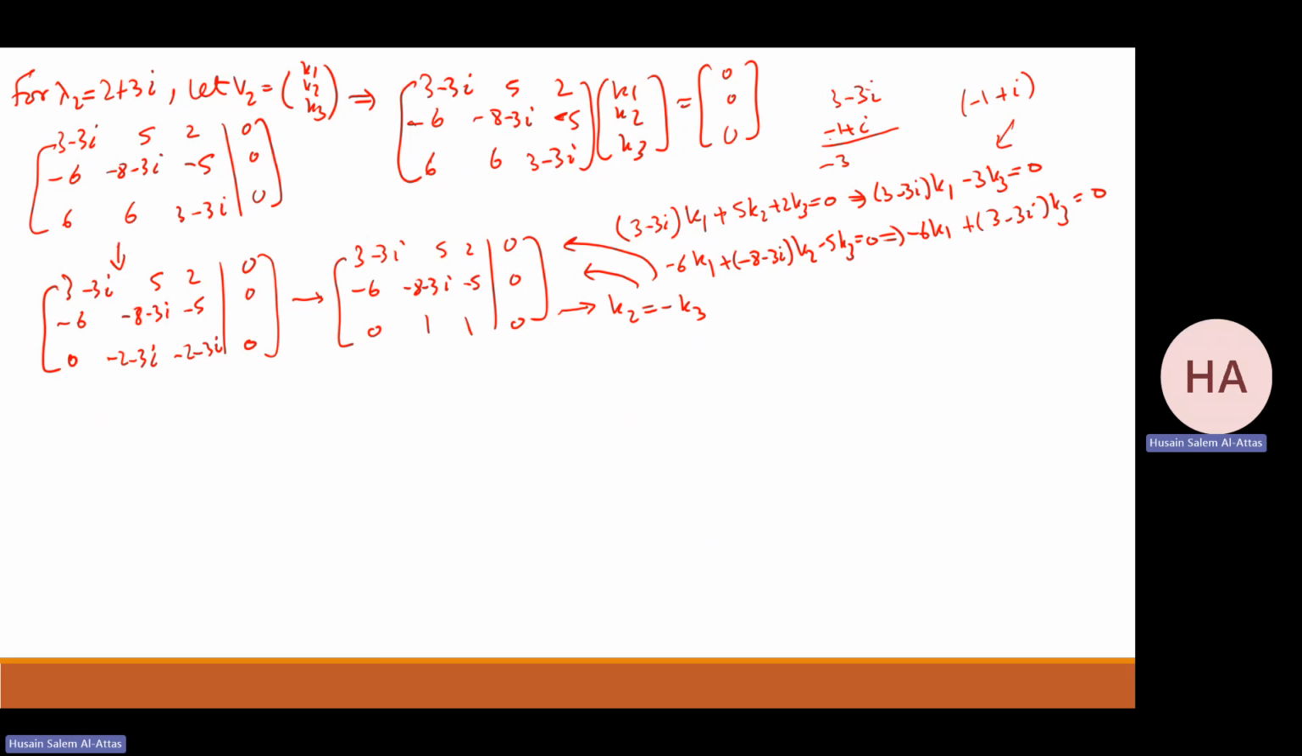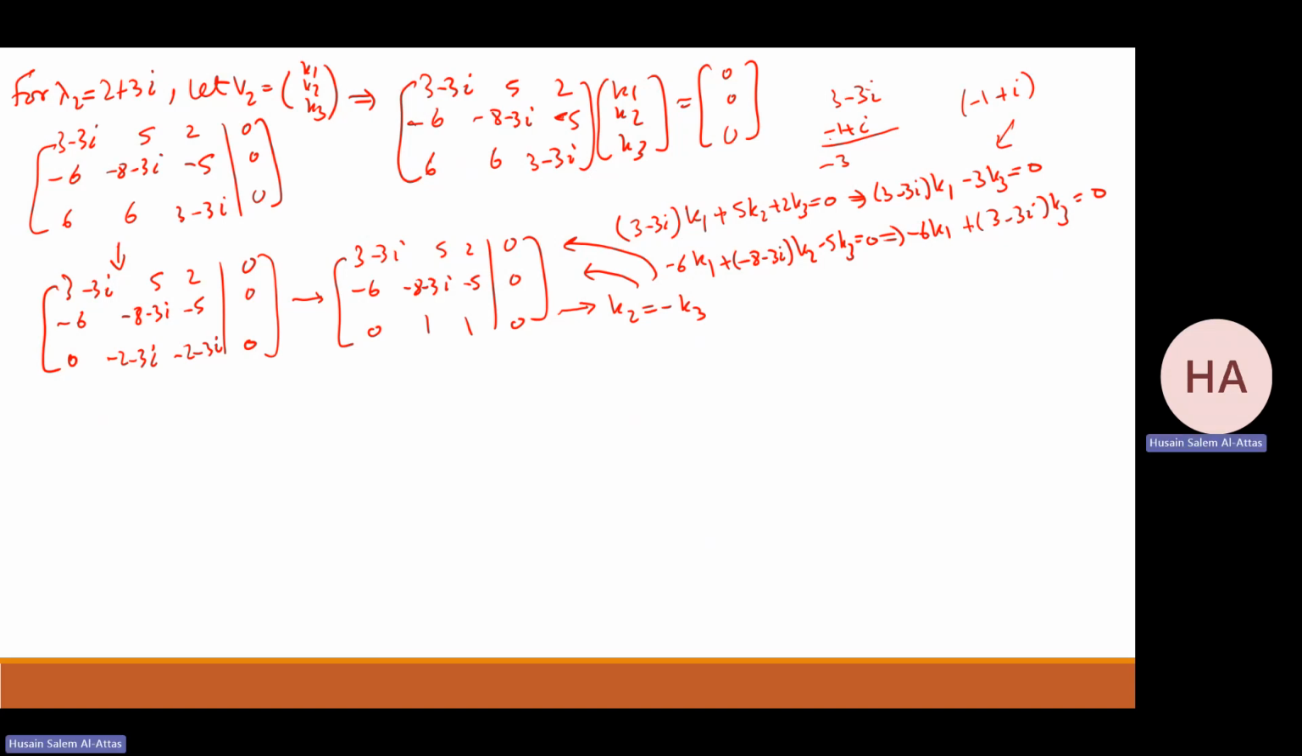So I have K2 equal minus K3. Now let me write the equations. 3 minus 3i. This is 5, 2. I'm taking them correct. No minus sign, nothing. Yeah. Now plug K2 equals minus K3. I think there is a minus sign somewhere. That will be minus 5K3 plus 2K3. This is minus 3K3. Correct.